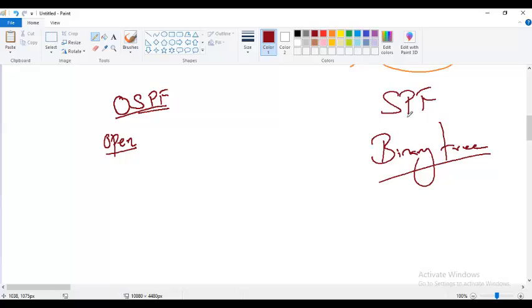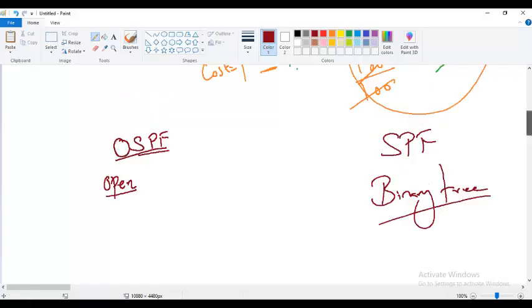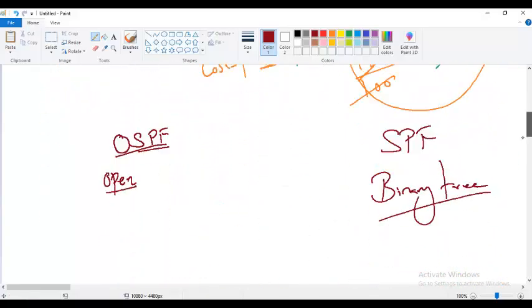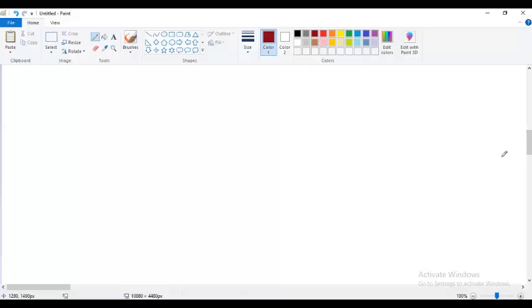All right. Now we have seen metric, we have seen administrative distance, we have seen what type of protocol it is. It's a link state routing protocol. Now, how big the network it can support? Unlimited. OSPF unlimited. Unlimited routers, unlimited hops, unlimited hop count support.